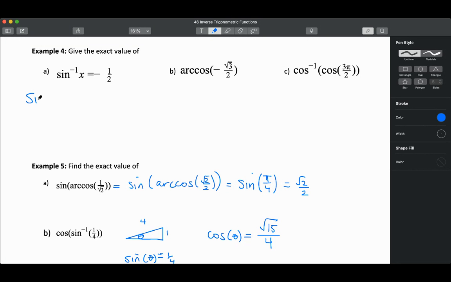For a sine inverse function, what we take in is a ratio, and what we get out is an angle. Conversely, the sine function takes in an angle and gives out a ratio. So that's why this doesn't make so much sense. This is really saying, what ratio is there that would have an angle of negative a half? So that would be negative a half radians.